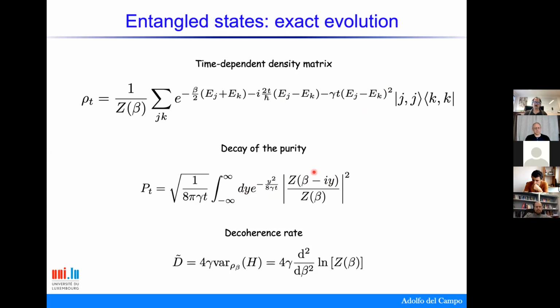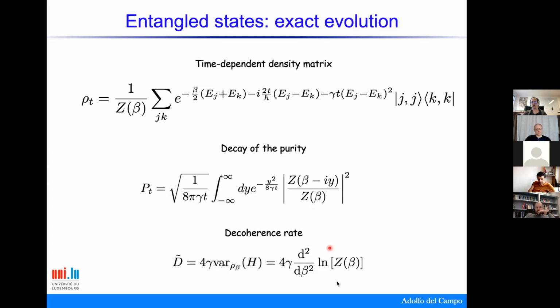So we will see this structure appearing recurrently in this talk, because this is related to a spectral form factor, which is a quantity used in quantum chaos for diagnosis of whether a system is chaotic or integrable and so on. So the appearance of the analytically continued partition functions here is something important that will come out later again. But we have the purity exactly computed at all times. Of course, from the short time expansion, we can get the coherence time. And in this case, it is just going to be proportional to the energy fluctuations.